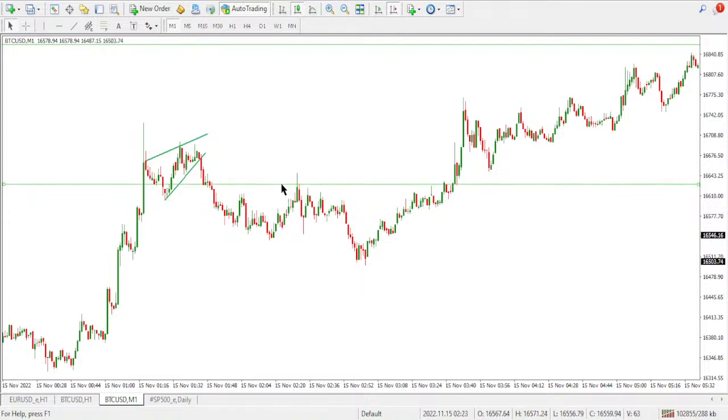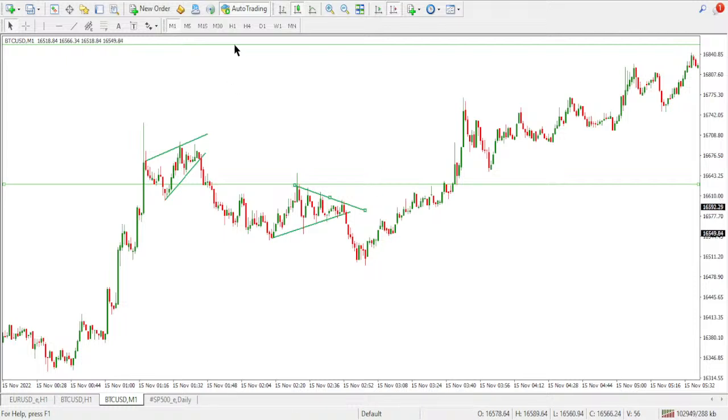So this is another example. Let me destroy it. This is another example. You can see we have a resistance trend line, we have a support trend line. The price actually broke below it. In this case, the price went downwards. It didn't pull back as such, but it went our way, so we still took profits there. So those are some of the best examples.